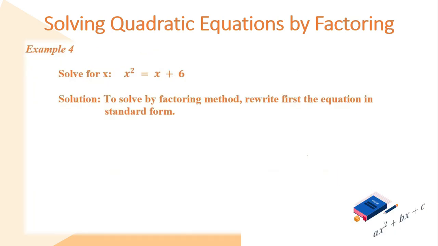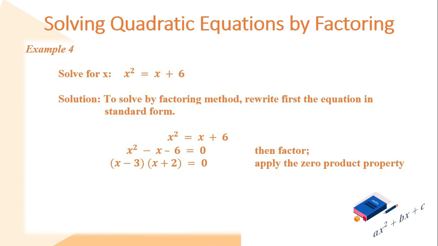Let's take example number 4. We have to solve for x when x squared is equal to x plus 6. So the first thing that we have to do, solving by factoring method, is rewrite the equation into the standard form. So x squared is equal to x plus 6. So x here, we are going to transpose it to the left side. That becomes negative x. And positive 6, we transpose it to the left side, and that becomes negative 6.